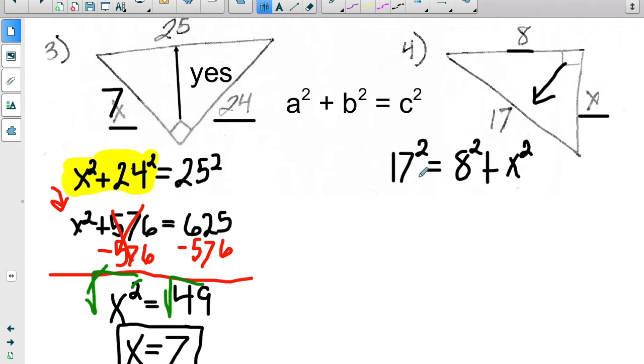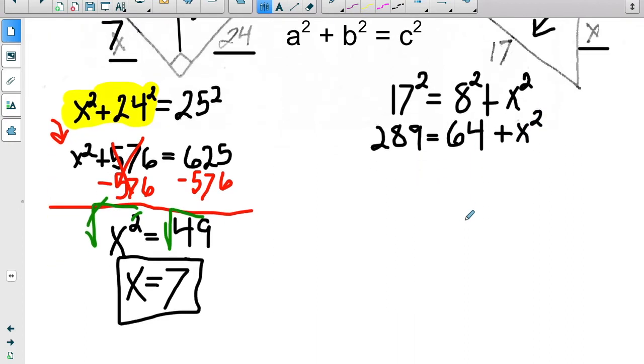Now again, just like the other one, we'll have 8 squared plus x squared. So we can't just plug that into the calculator. But we can do 17 squared and 8 squared in the calculator. 17 squared is going to be 289 equals 8 squared, if we plug it in, would be 64 plus x squared. We get this here.